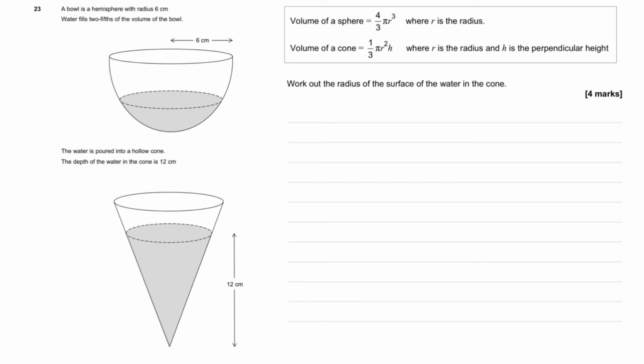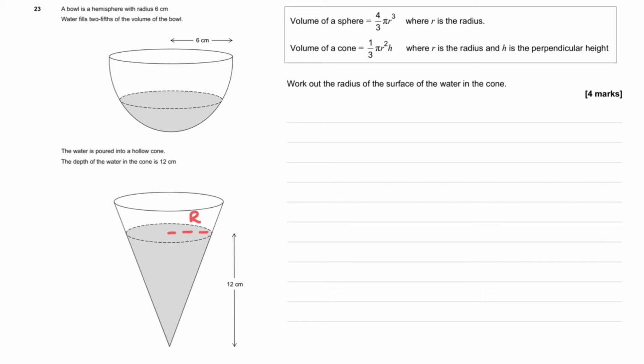A bowl is a hemisphere with radius 6 centimetres. Water fills 2/5 of the volume of the bowl. The water is then poured into a hollow cone. The depth of the water in the cone is 12 centimetres. Work out the radius of the surface of the water in the cone. So the bit that we're looking for is the radius of the cone here.